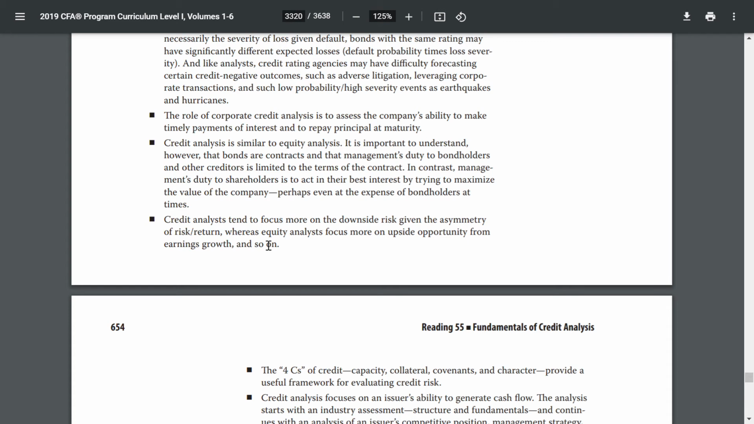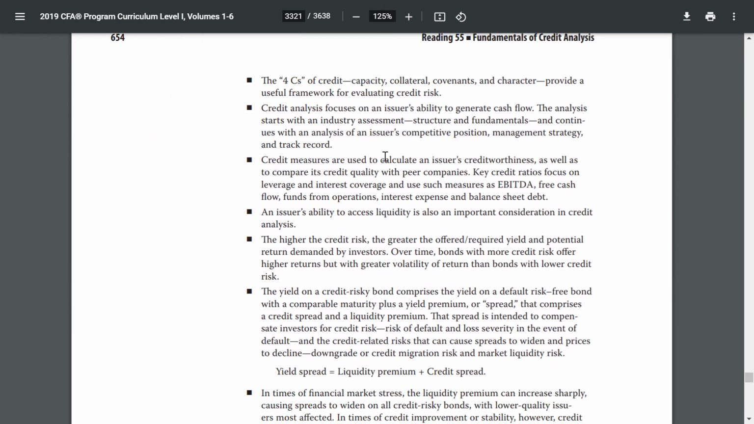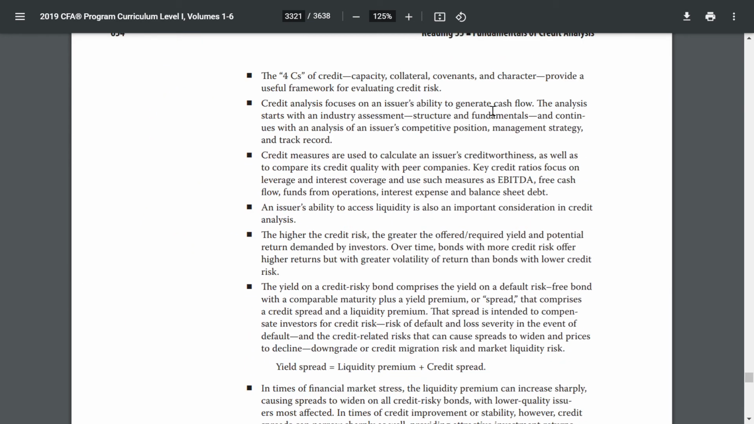Credit analysts tend to focus more on the downside risk given the asymmetry of the risk-return, whereas equity analysts focus more on upside opportunity from earnings growth and so on. The 4 C's of credit are capacity, collateral, covenants, and character. They provide a useful framework for evaluating credit risk. Credit analysis focuses on issuers' ability to generate cash flow. The analysis starts with the industry assessment, structure, and fundamentals, and continues with an analysis of the issuer's competitive position, management strategy, and track record.